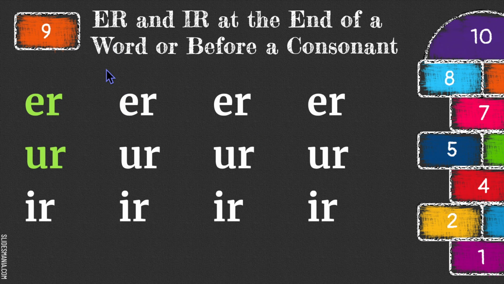Er has 3 different spellings, and the most common one is ER. So if you're reading a word and you have an ER, UR, or IR at the end of a word or before a consonant, it's going to have the sound of er. Er.